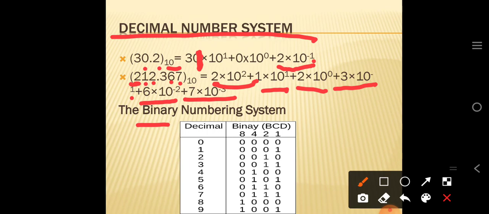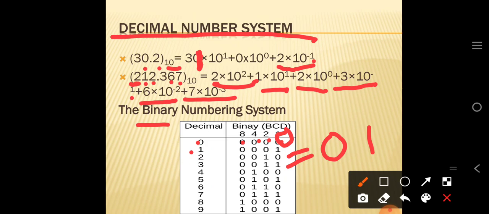We studied this in the previous lecture. The next point is the binary numbering system, in which we use 0 and 1 for representation. When we represent 0 in binary code, we put 0 at all 4 places, 8, 4, 2 and 1. When we represent 1, at the place of 1 we put 1 and the others are 0. 2 is represented as 0 0 1 0. Decimal number 3 is represented as 0 0 1 1.